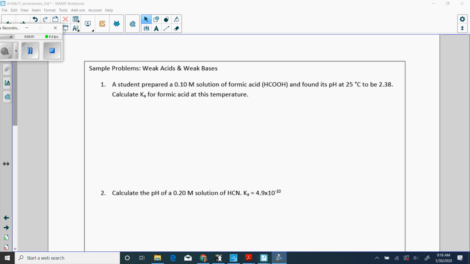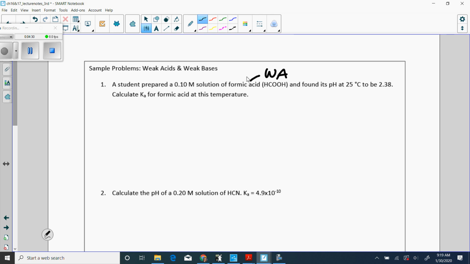We'll do 2 weak acids and then 2 weak bases, and then you'll have some more time to practice some homework problems. A student prepared 0.1 molar solution of formic acid. So you're going to look at that and use the clue that it says it's an acid, and say, okay, that's not a strong acid, so this must be a weak acid. Anytime it's a weak acid, it's an equilibrium problem. We don't know what X is. We have to solve for X just like we always have practiced.